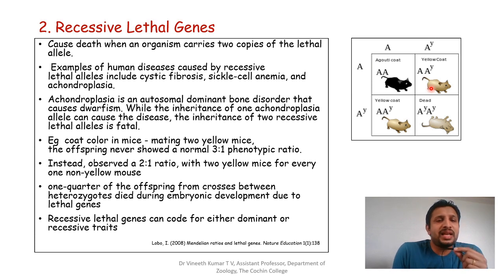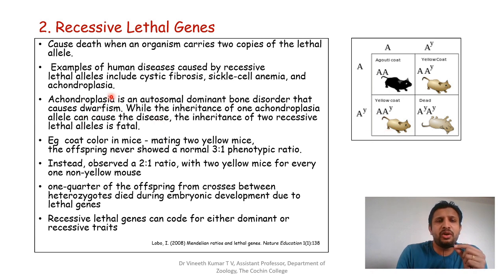The examples of human diseases caused by recessive lethal genes are cystic fibrosis, sickle cell anemia, and also achondroplasia. So these are the examples of recessive lethal genes. Of these, achondroplasia is an autosomal bone disorder which causes dwarfism. This achondroplasia comes under recessive lethal gene in the sense that when the achondroplasia gene is present in the homozygous condition like this, it is lethal.